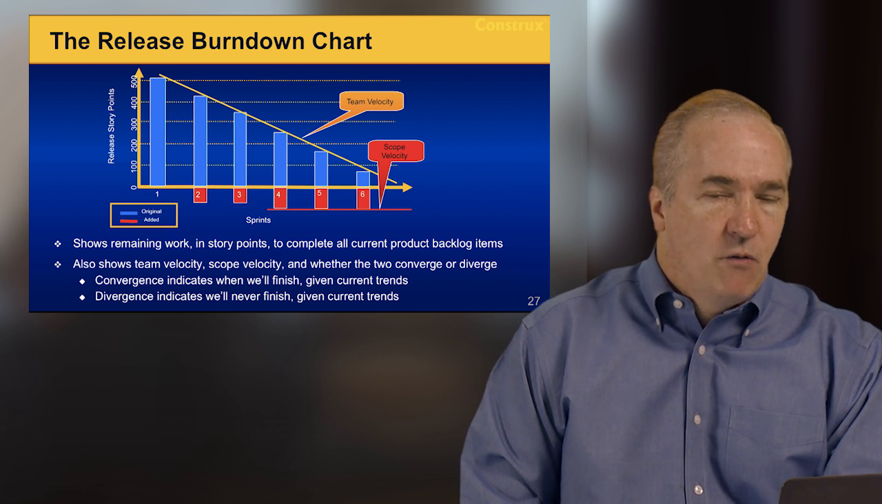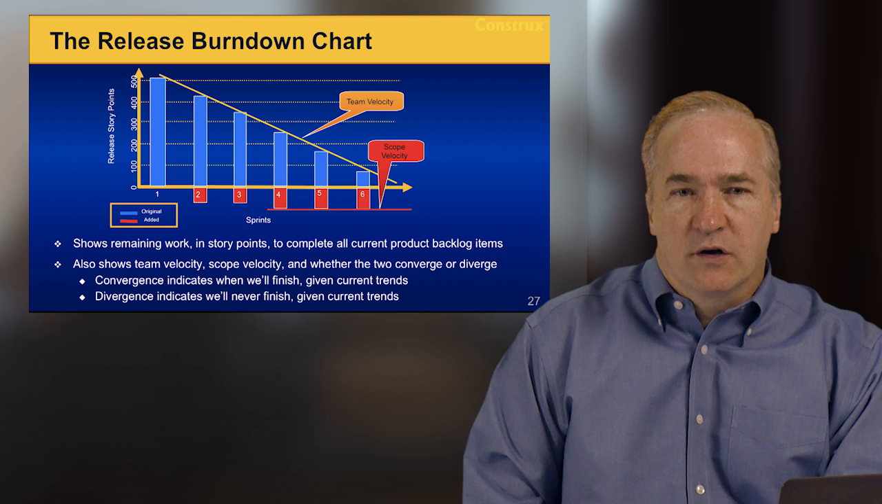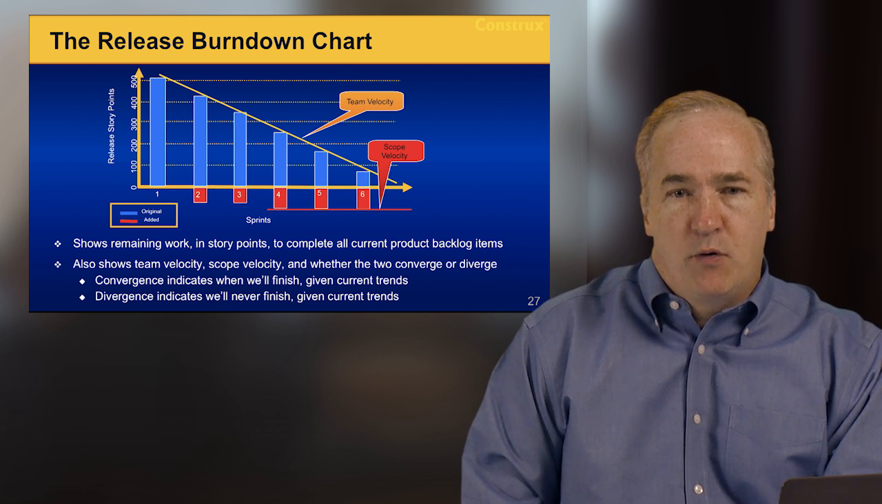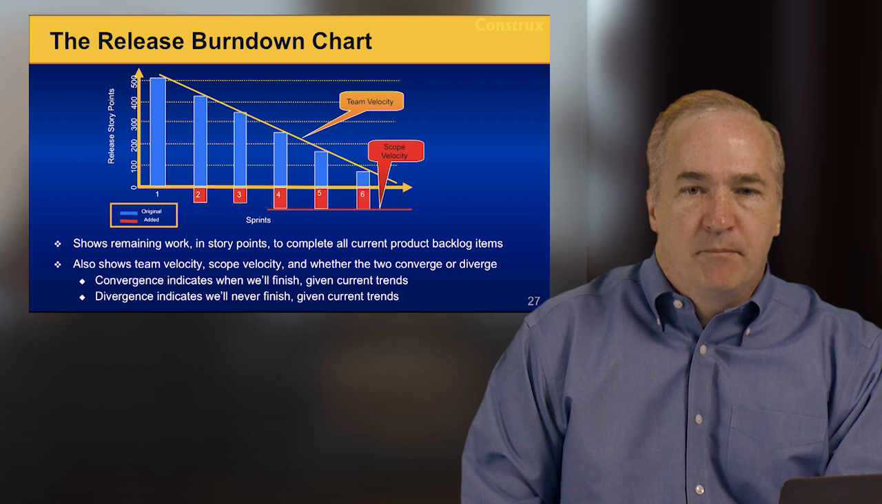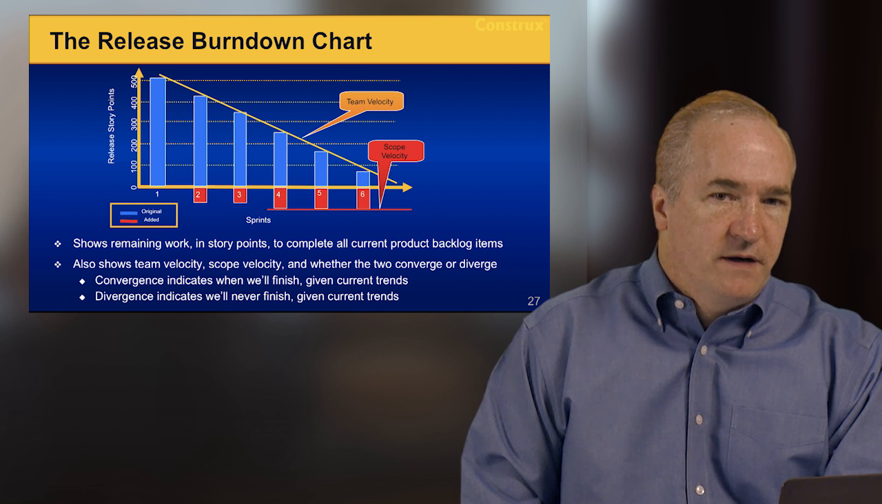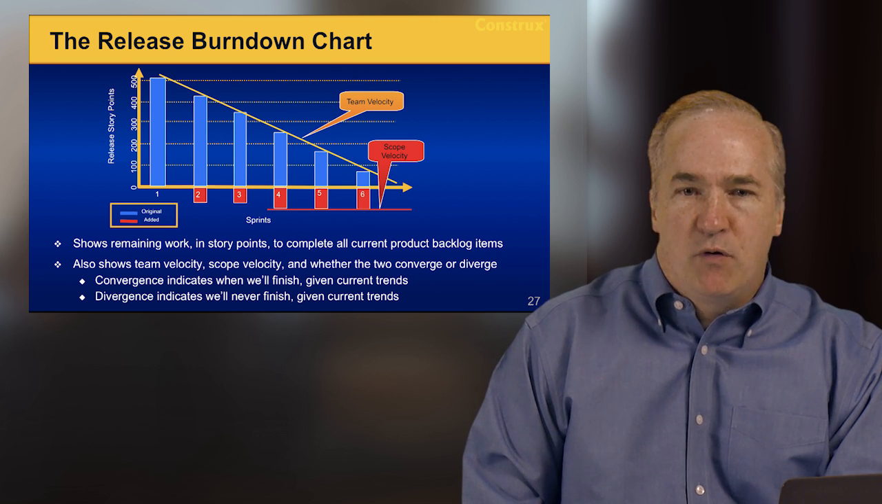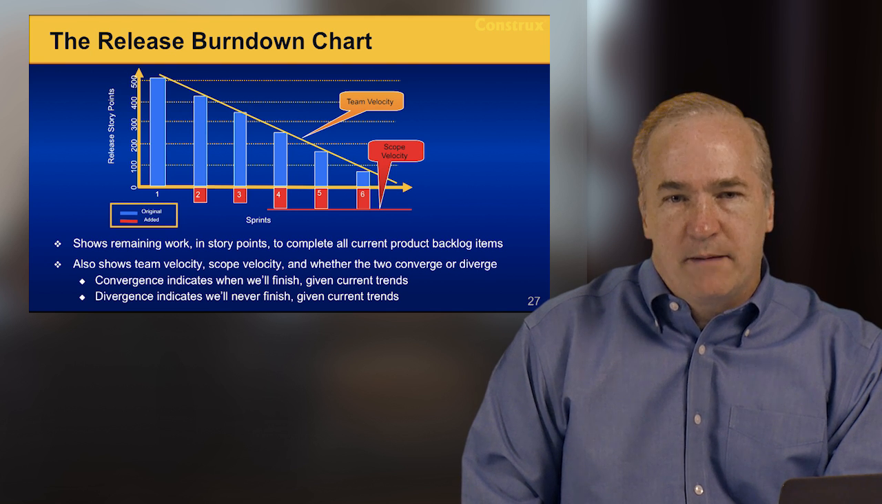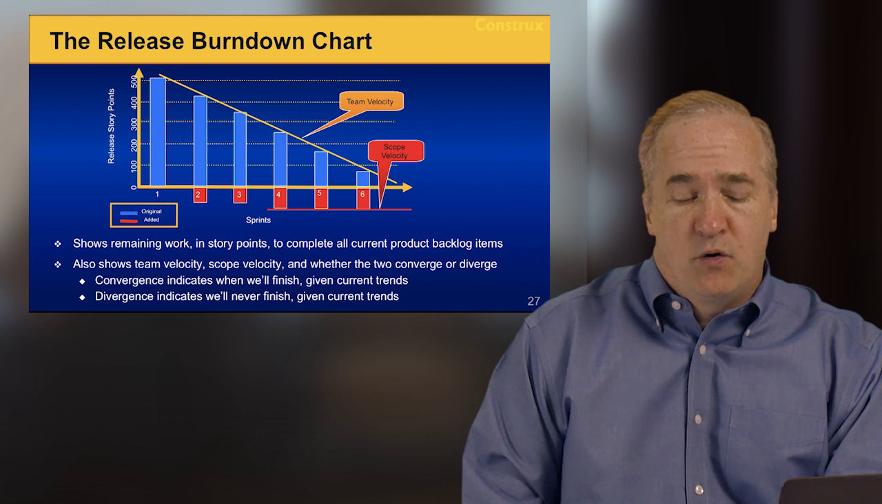Now, which 80 points I cut is a product owner decision driven by the stakeholders. But I'm going to have to cut 80 points of scope plus all the new scope that was added. So at the end of sprint 5, we have about 100 points of new scope. I'm going to have to cut in 80 points of existing scope. So somewhere in that mix, I've got to get rid of 180 points.